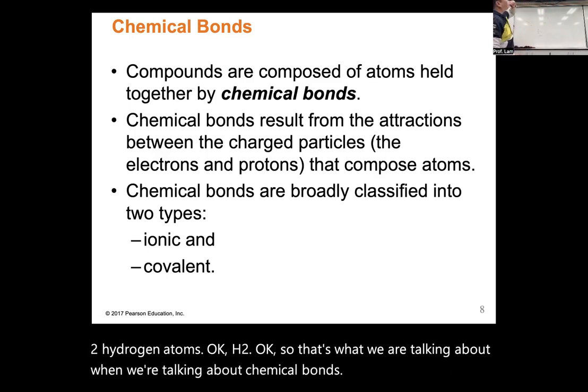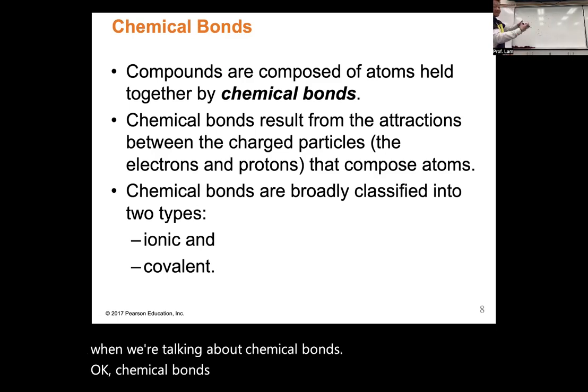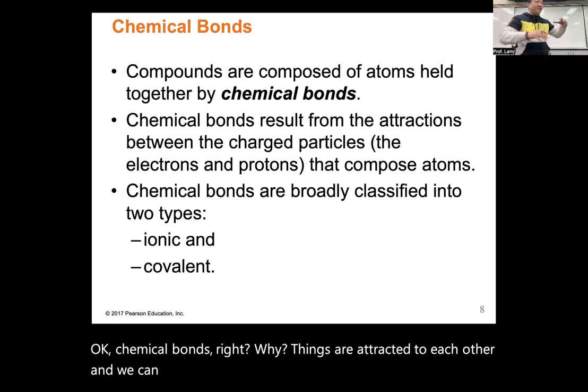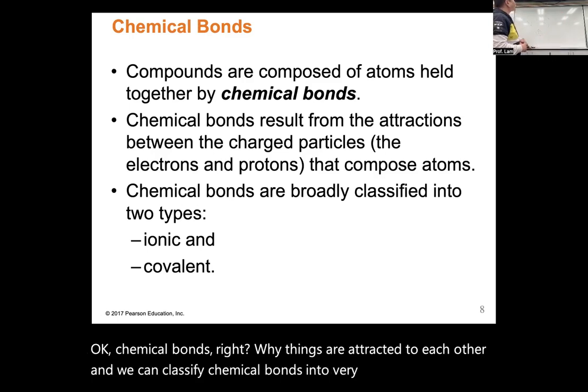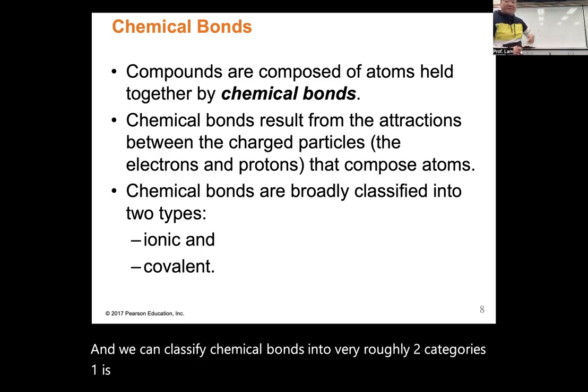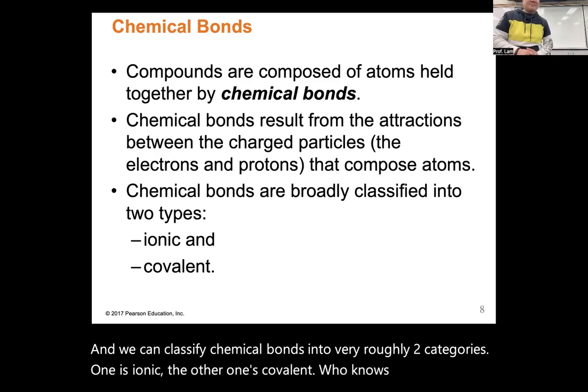Okay. So that's what we are talking about when we're talking about chemical bonds, okay? Chemical bonds, right? Why things are attracted to each other. And we can classify chemical bonds into very roughly 2 categories. One is ionic, the other one's covalent. Who knows what ionic is?